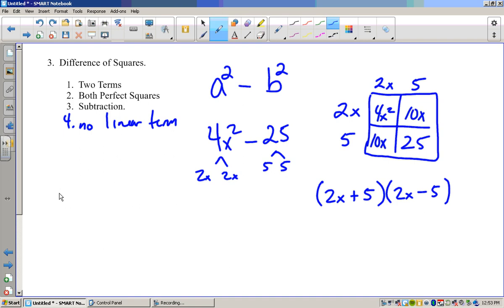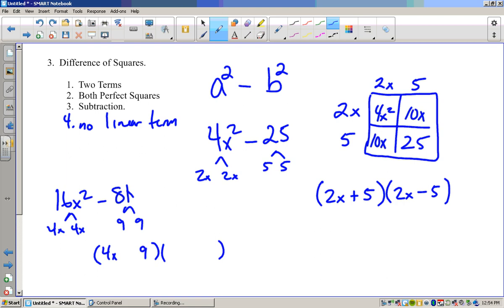So real quick, another example, if I had 16x squared minus 81, let's say. Okay, so 16x squared is a perfect square. That is 4x and 4x. 81 is a perfect square. That's 9 and 9. So when I do this, I know that works out. What do I have? I have two terms, the difference, and they're both perfect squares. So I just write two sets of parentheses, throw my factors in them, 4x and 9, 4x and 9, and then just make one plus and one minus, and you're all set.